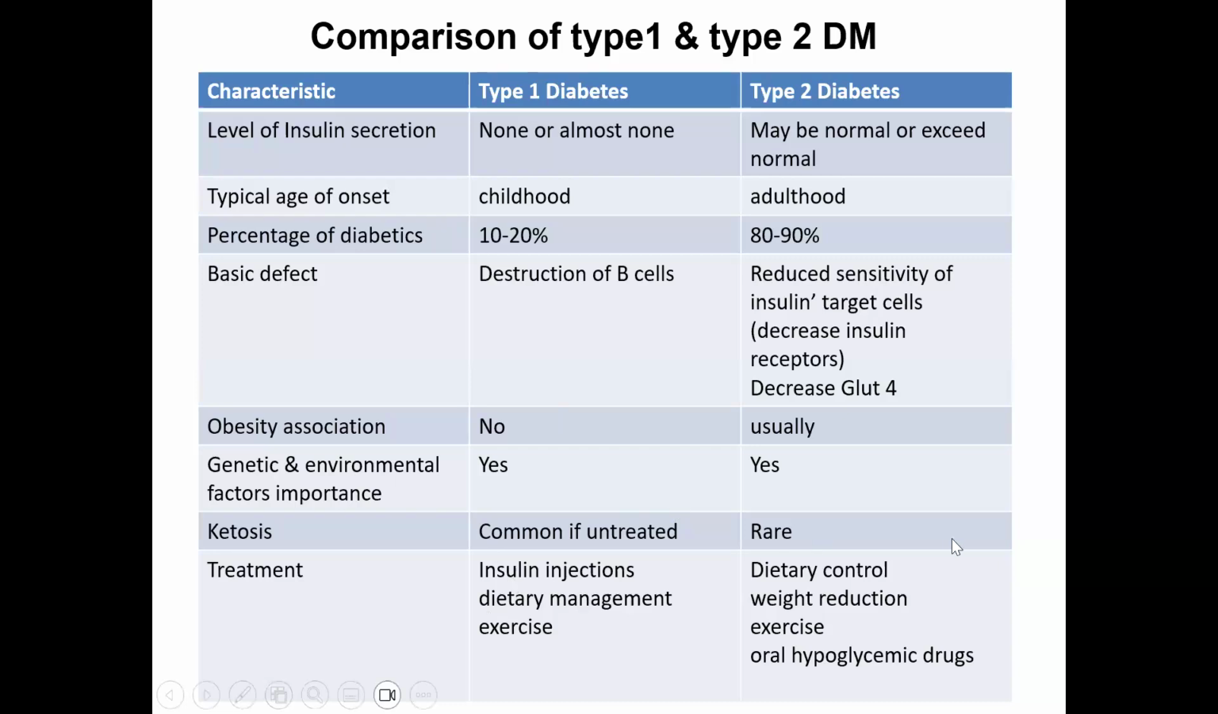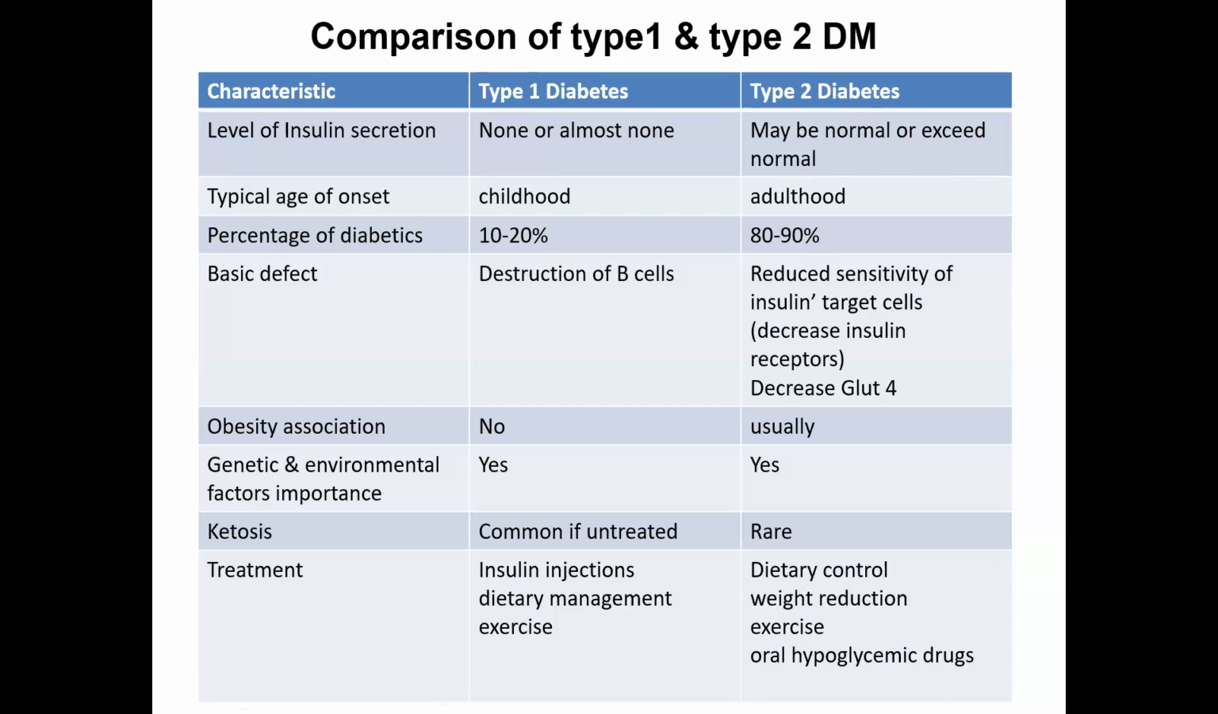Whereas in case of type 2, the problem is not with the insulin secretion because insulin levels are normal or even more than normal. So the problem is not with the insulin. The problem is that the target organs have become resistant. They are not responding to insulin. So there is high blood glucose level.